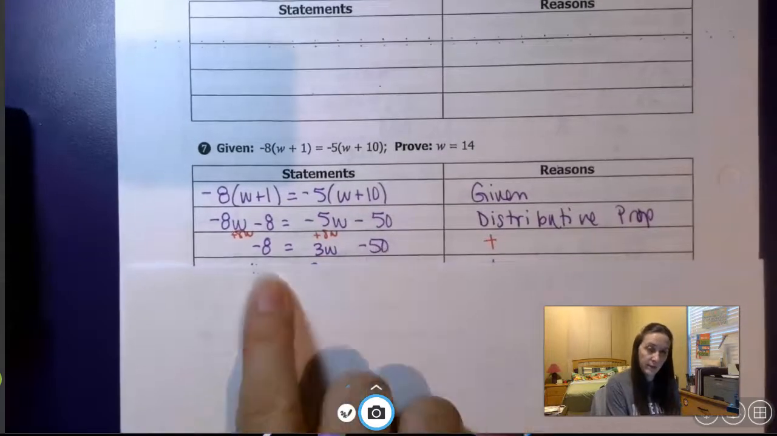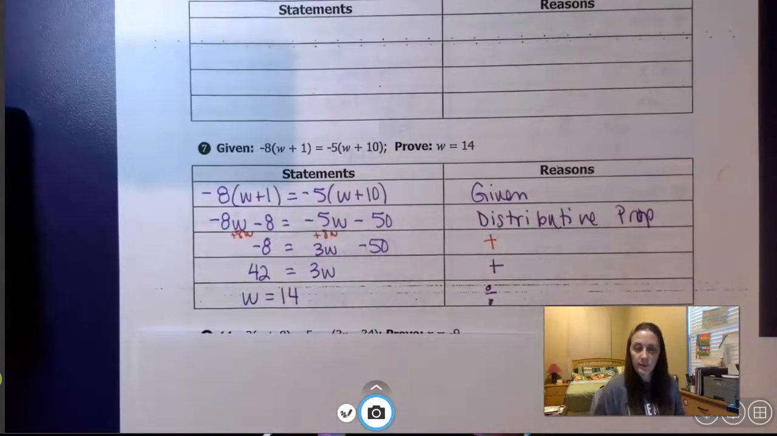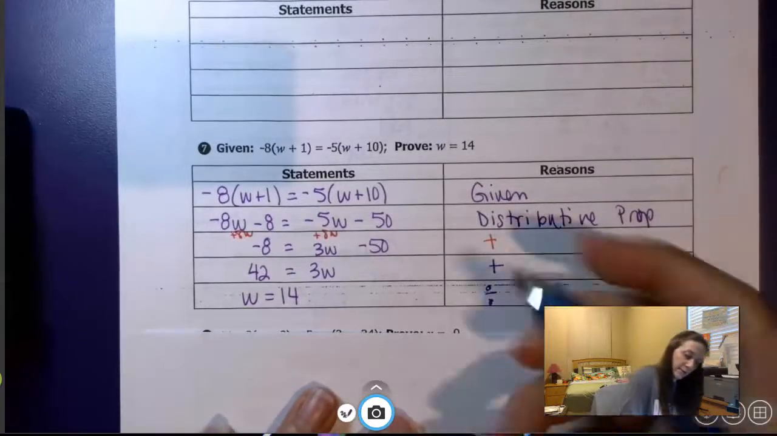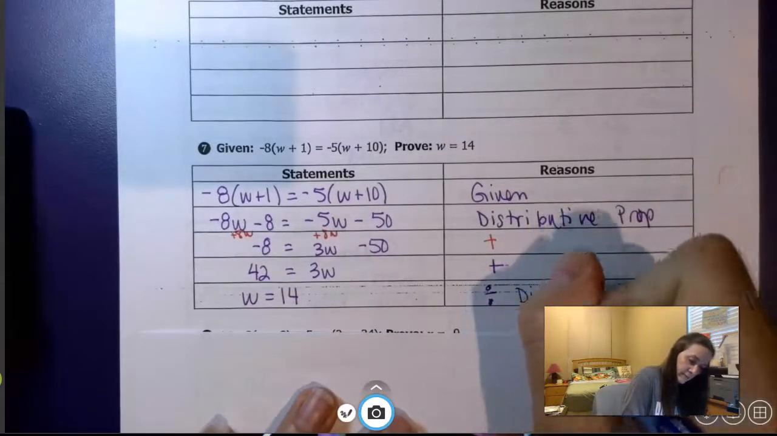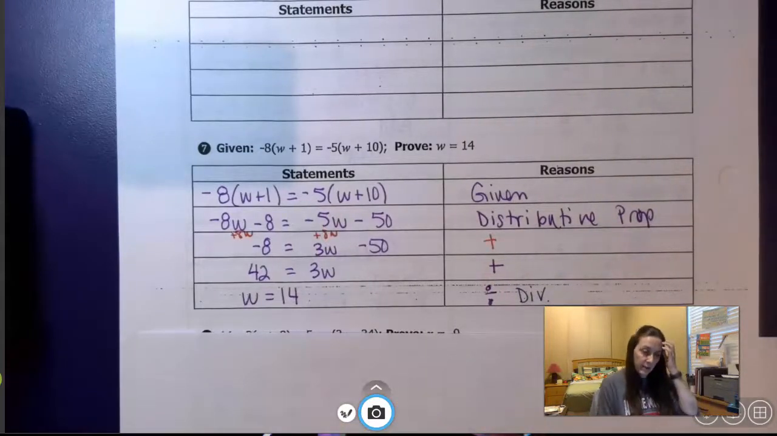Now you have to move the 50. And now we're going to divide by 3. So we get, oh, that's a division sign. You may want to write division instead, or at least div. Okay, we have one last one on this page that we're going to do.